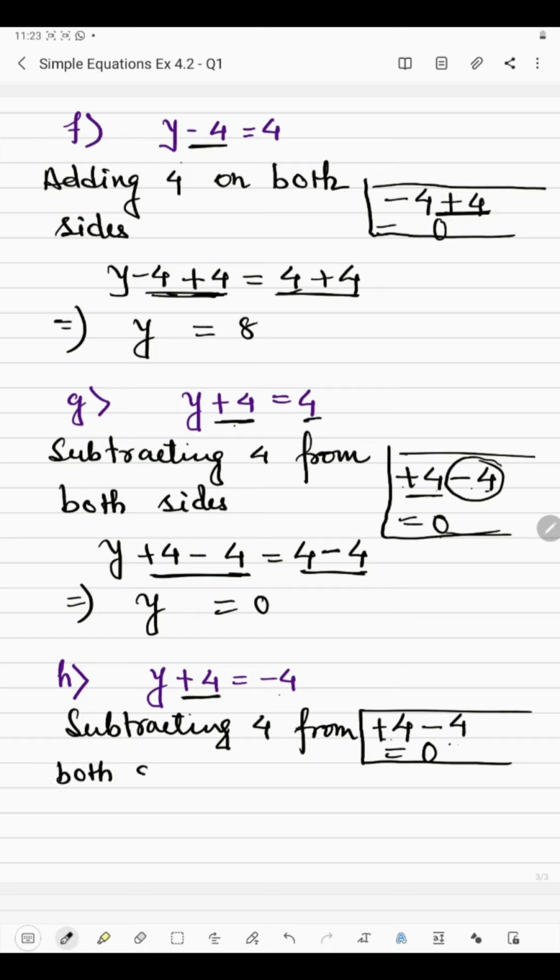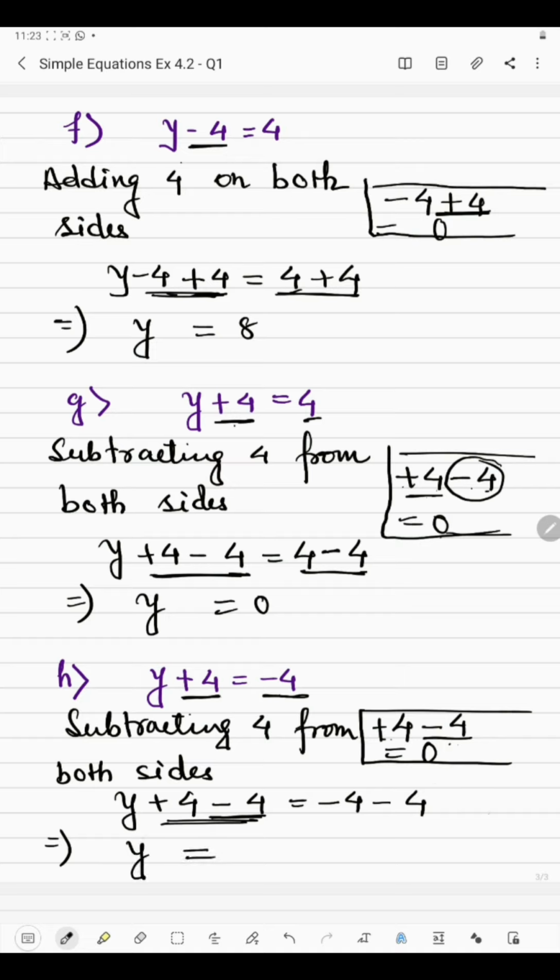So what will we get now? y plus 4 was there. If you subtract 4, then it will be minus 4, and on the right hand side we have minus 4 already, so we will have to take minus 4. The same number we will have to take on the other side also. Now this part will be 0 because 4 minus 4 is 0. So it will be y only, because y plus 0 is y, is equal to, now minus 4 minus 4.